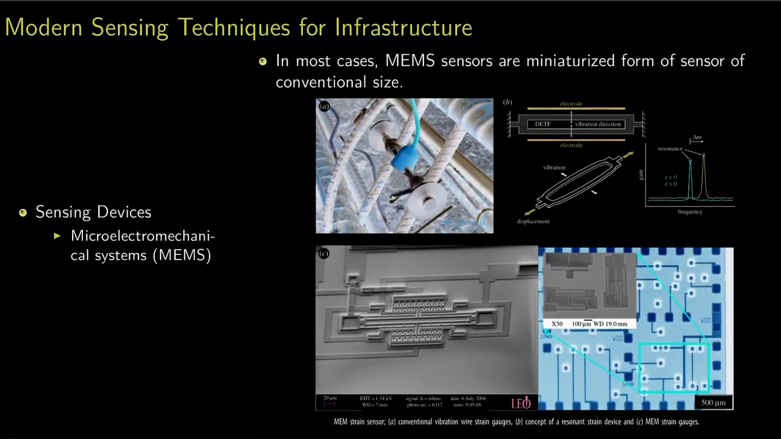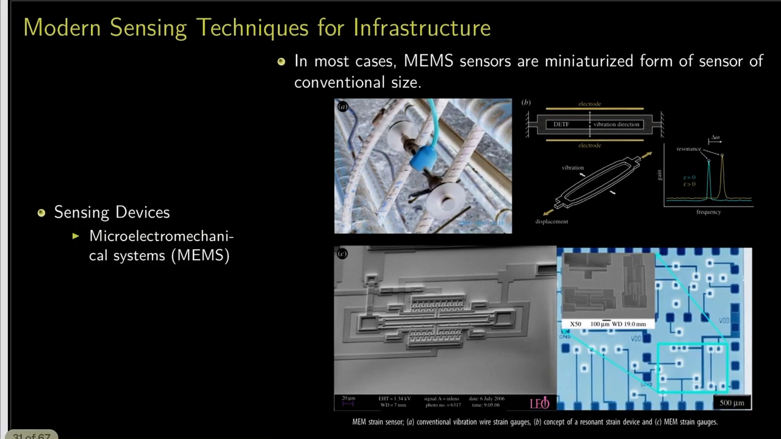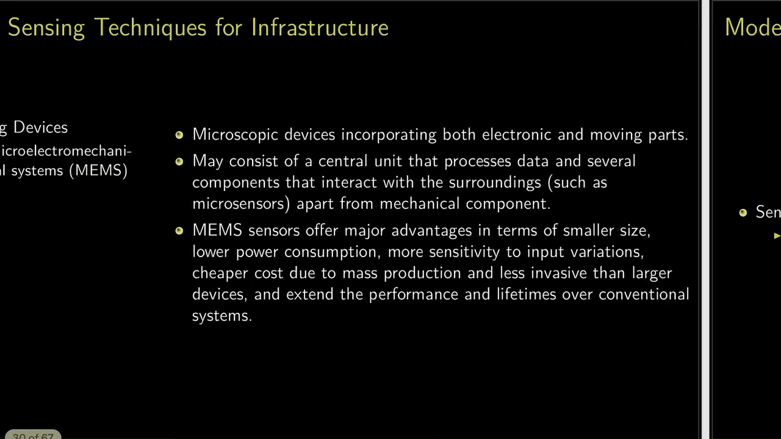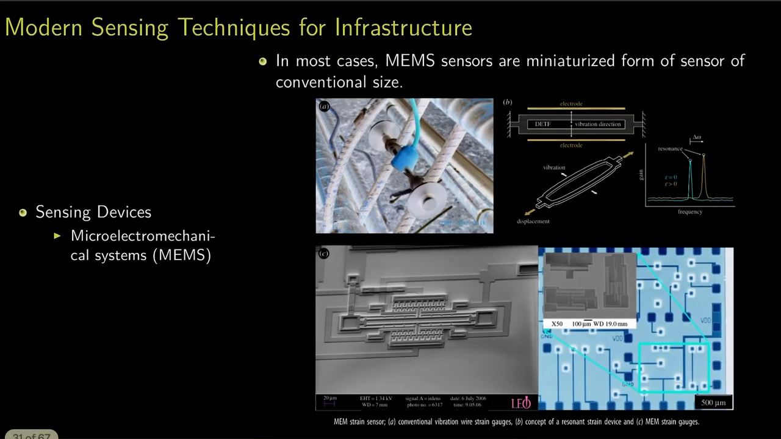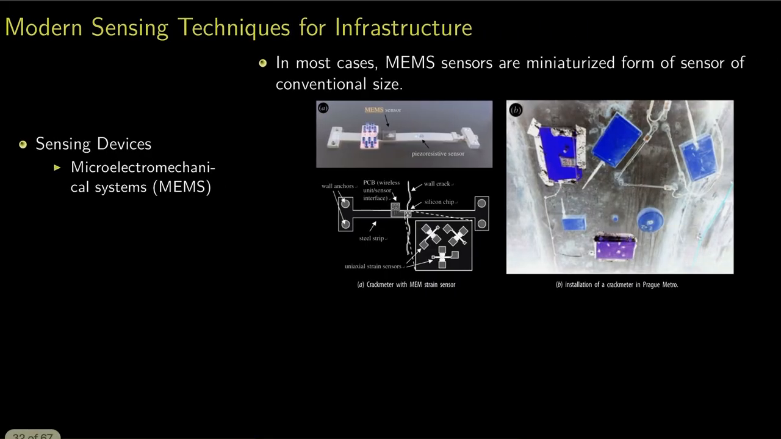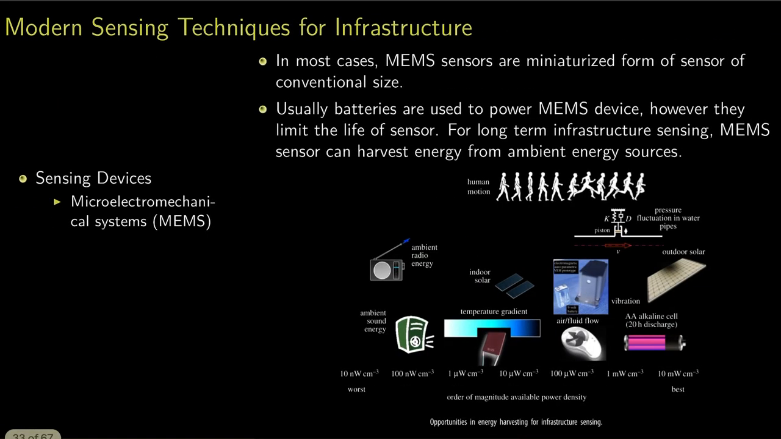Now we have the modern sensing techniques for infrastructure. So previously we have seen some of them. Now we'll see, in most cases MEMS sensors are one miniaturized form of sensor of conventional size. Okay, so now we move on. These are some of the pictures that you can see.